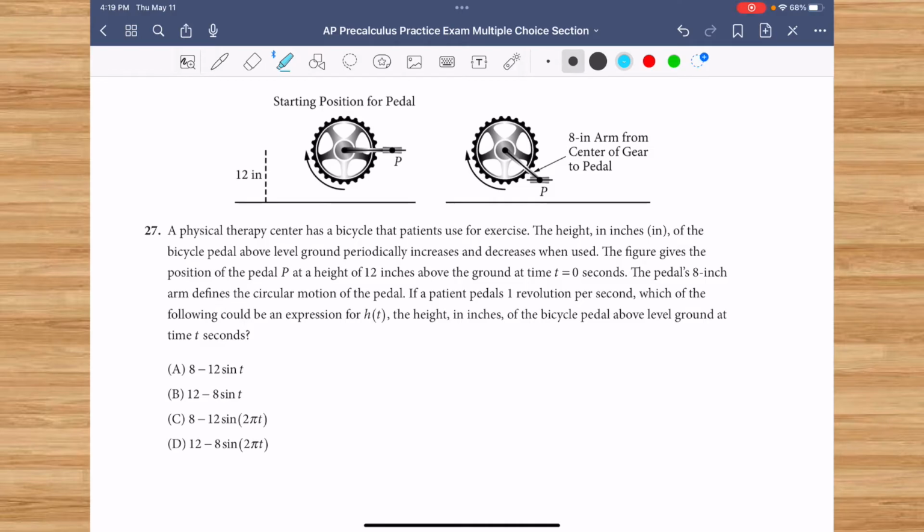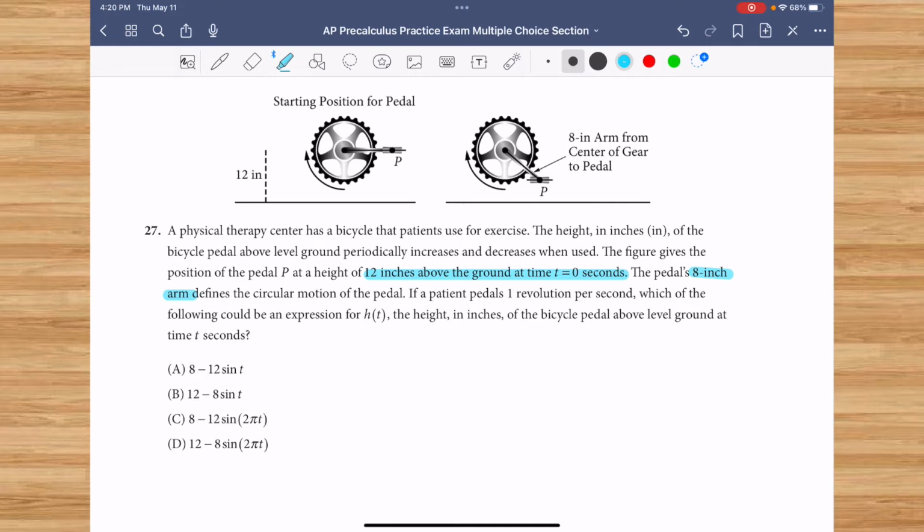Question 27 says a physical therapy center has a bike that patients use for exercise. The height in inches of the bicycle pedal above the ground level periodically increases and decreases when used. The figure gives the position of the pedal P at a height of 12 inches above the ground at t equals 0 seconds. The pedal's 8-inch arm defines the circular motion of the pedal.